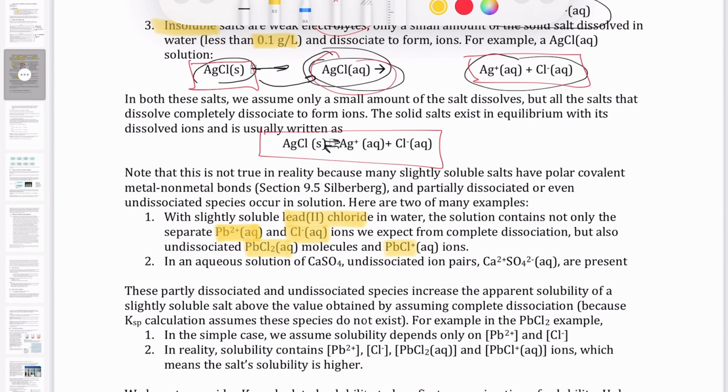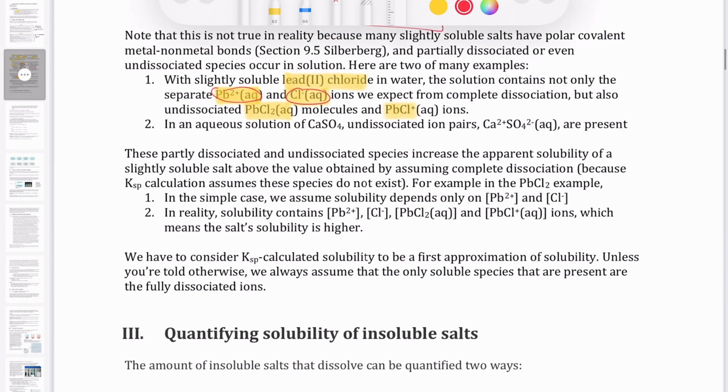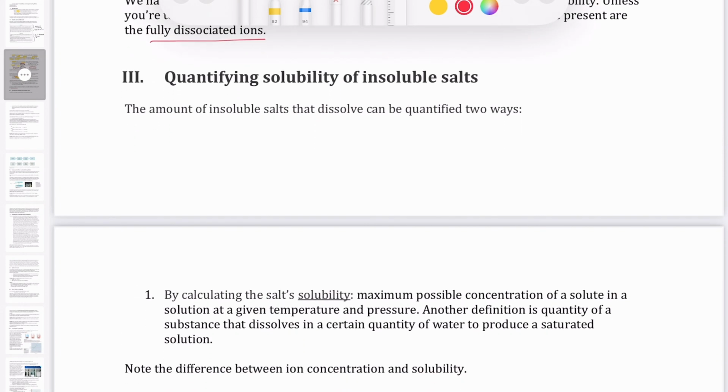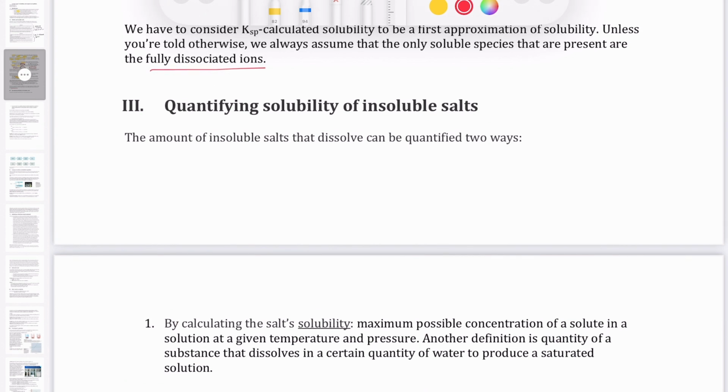But because it's so complex to analyze all of the ionic species and partially dissociated species, we typically just assume that only the lead ion and the chloride ion exist, and we base our calculation on those fully dissociated ions. Okay, so now let's talk about how to quantify the solubility of an insoluble salt. We know that they're not completely insoluble, meaning that some small portion of it actually dissolves in water and forms some ions.